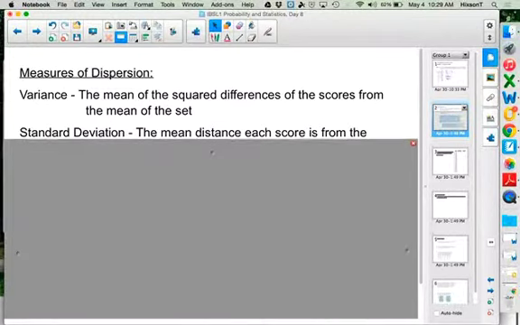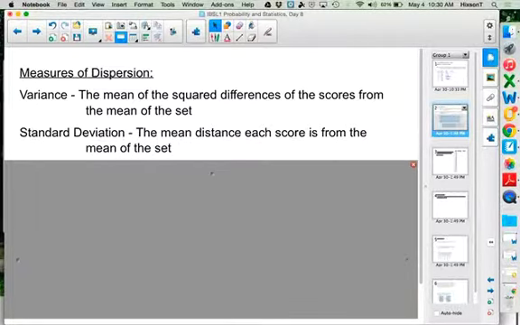The standard deviation is used a little more than the variance, but the standard deviation is the mean distance each score is from the mean of the set. It's the average distance each score is from the mean of the set.